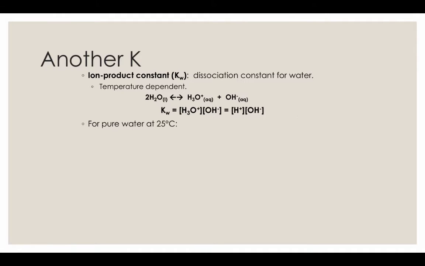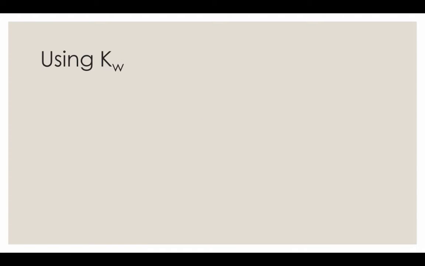At 25 degrees Celsius, pure water will always have an H+ concentration of 1.0 times 10 to the negative 7th molar. Likewise, it will have an OH- concentration of 1.0 times 10 to the negative 7th molar. Therefore, the Kw for pure water at 25 degrees Celsius is 1.0 times 10 to the negative 14th. This is a fixed value at that temperature and will not change so long as your water remains pure. So how does this get us to the pH scale?